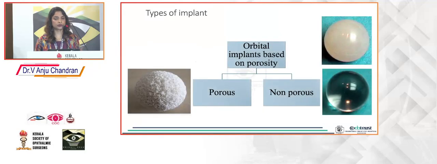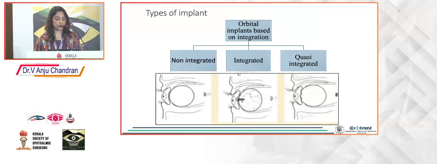So there are various types of implants that are available based on the porosity. You have porous ones and non-porous ones. And you also have the biogenic implant, which is the dermis fat graft. So just quickly about orbital implants based on integration. You have non-integrated, integrated, and quasi-integrated. So non-integrated ones are where it is a well-rounded implant and the prosthesis is just placed over it. Whereas an integrated one is where you use materials.